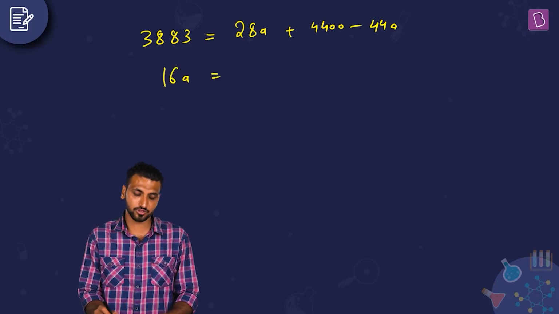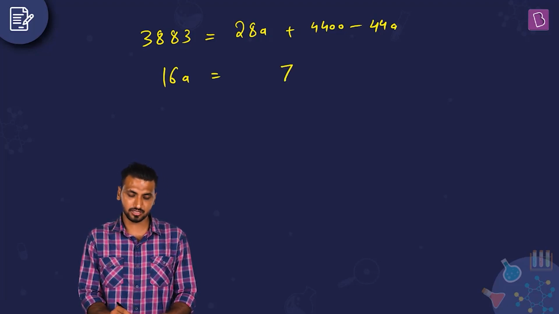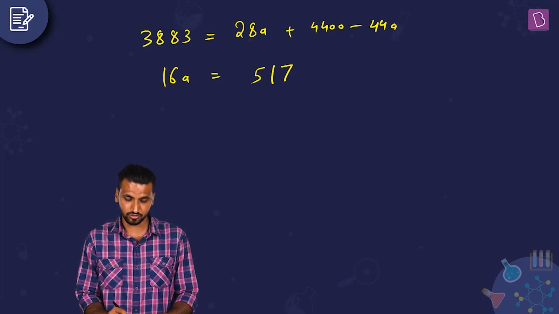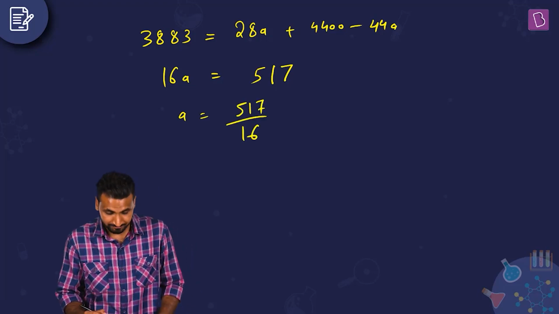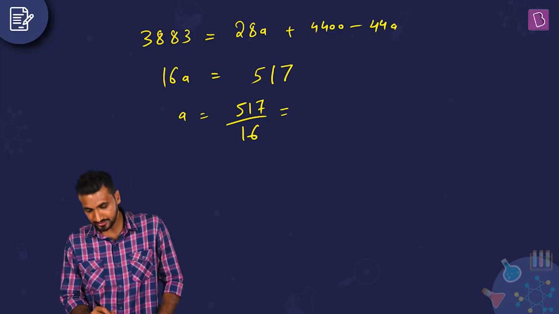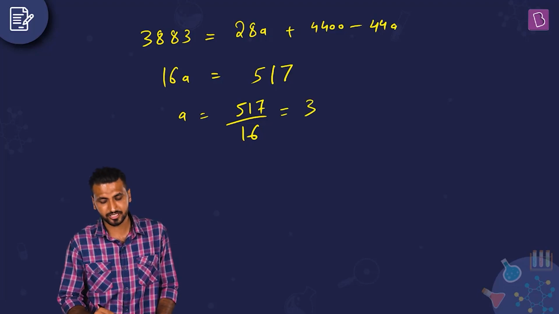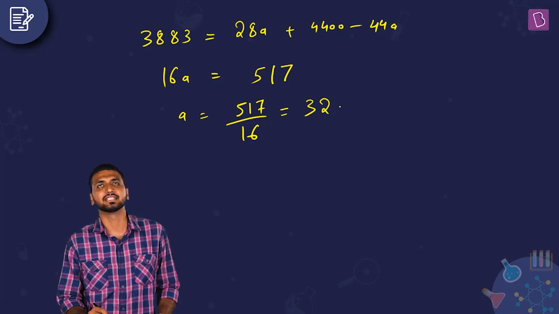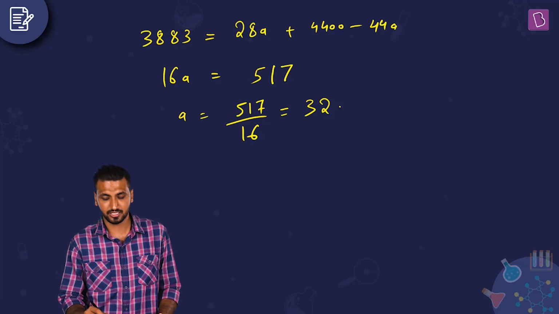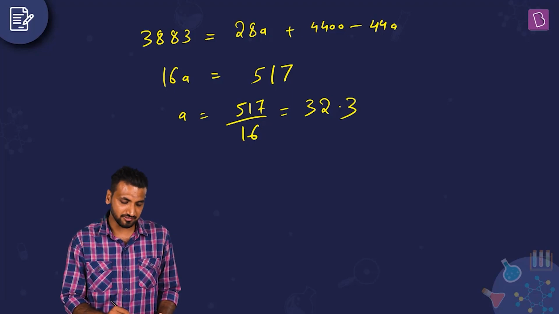Subtract 28 minus 44, so 16A is equal to 4400 minus 3883. 10 minus 3 is 7. 9 minus 8 is 1. And 13 minus 8 is 5. 517. So A will be 517 by 16. Wonderful. So if I just calculate this, 16 into 3 is 48, 16 into 2 is 32. Somewhere around 32.3, right? That's the value of A.